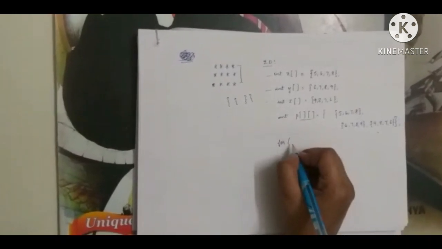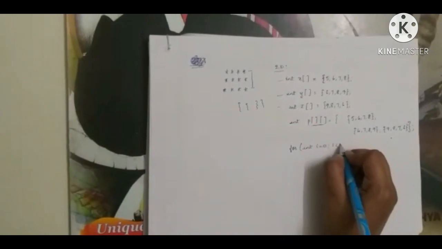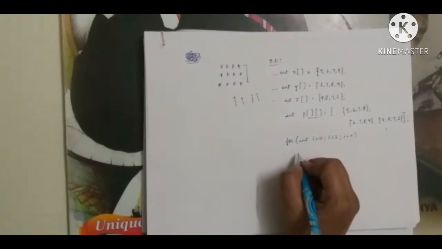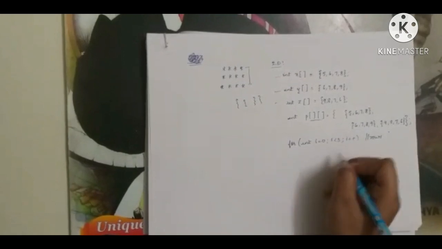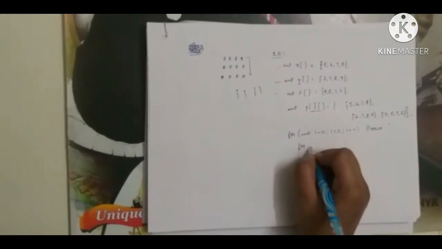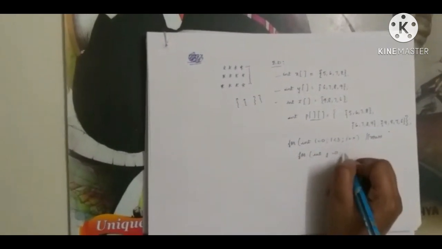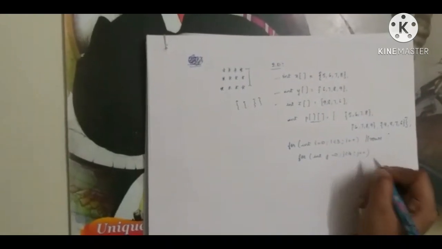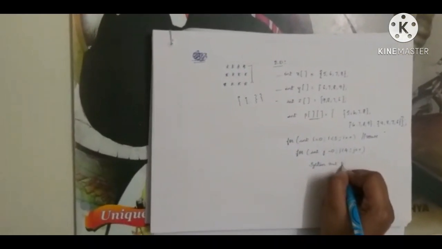So let's see how to print it. We'll be using a for loop again. Int i equal to 0, i less than 3, as we have 3 rows, i plus plus. This is for rows. So now we read the rows. Now we are going for columns. For int j equal to 0, j less than 4, since the number of columns is 4, j plus plus. We'll be using system dot out dot println.